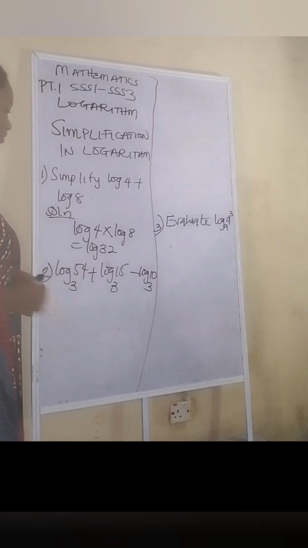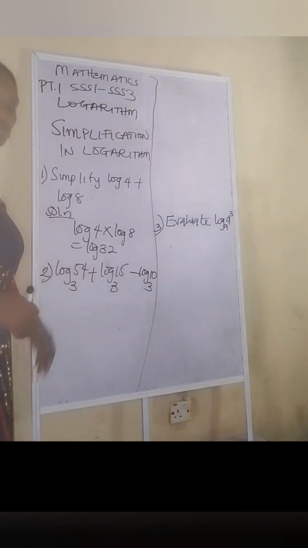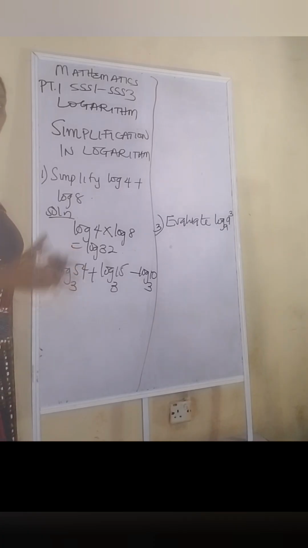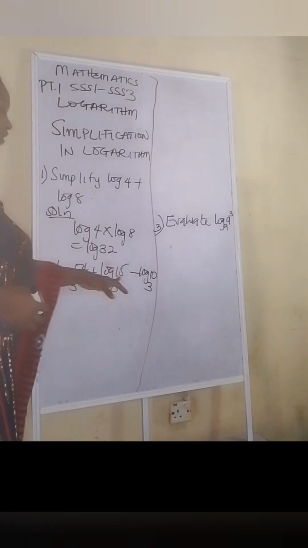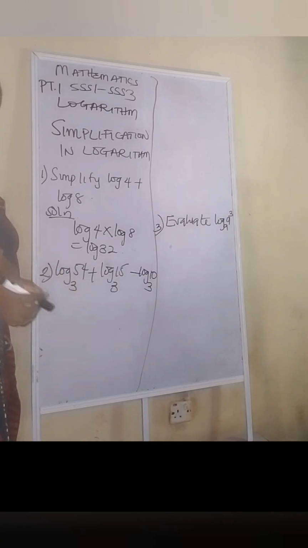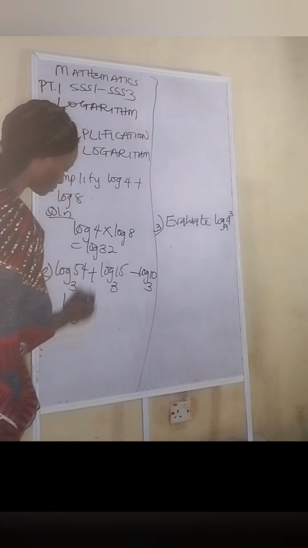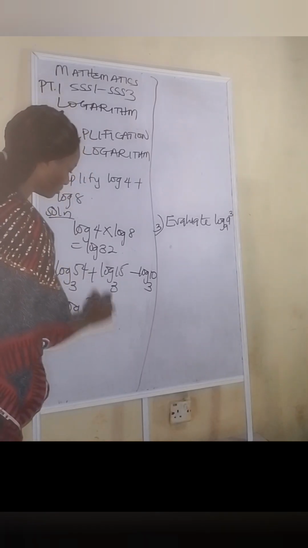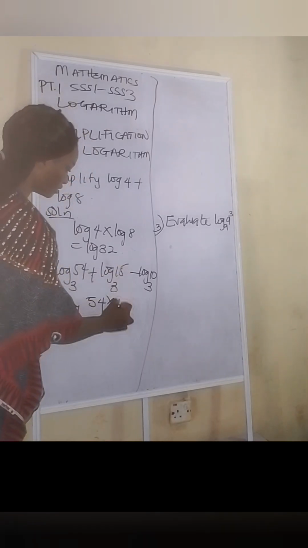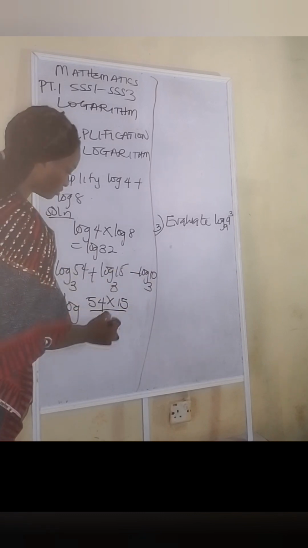Okay. Now we have the combination of addition and subtraction. So you know what addition is? Multiplication. When you see addition and subtraction, you know what it means. Addition is multiplication, while subtraction is division. So what we'll do is log 54 multiplied by 15. Since we have subtraction here, we are going to divide by this one, which is base 3.